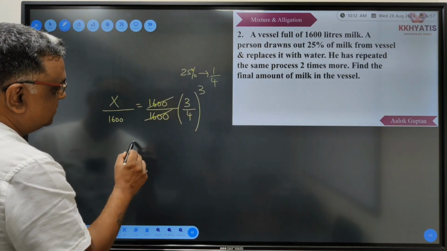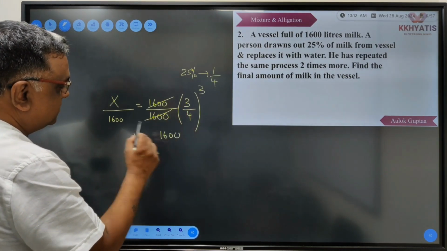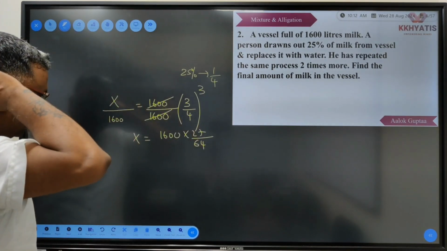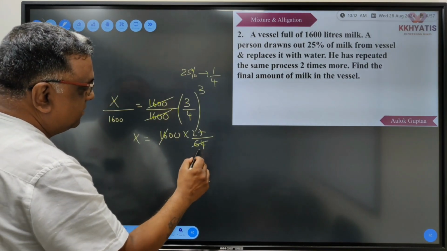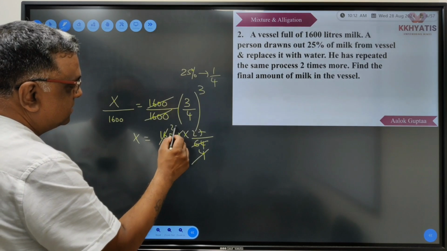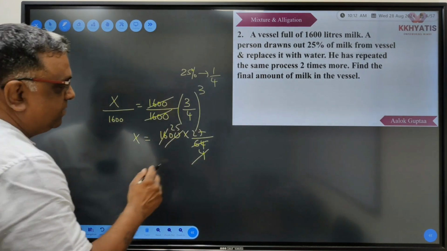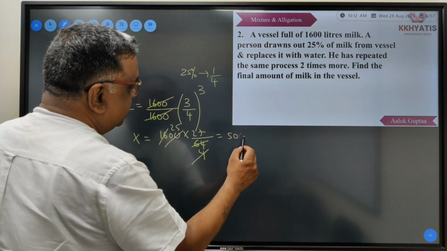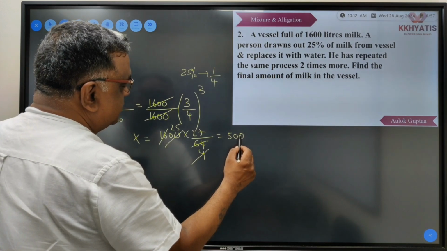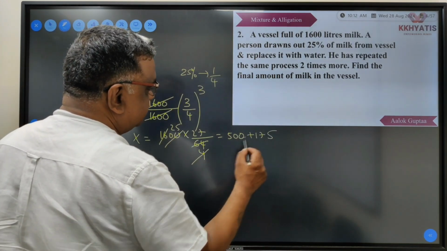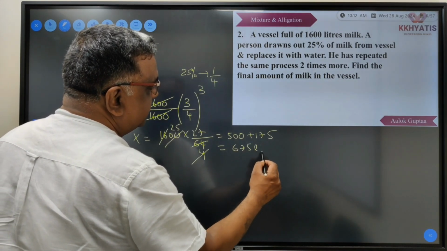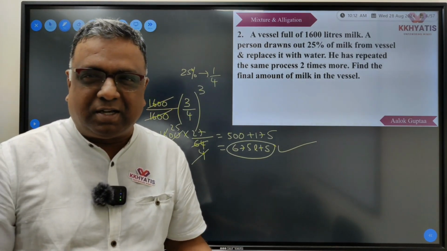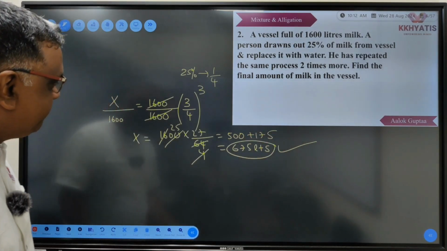So this will get cancelled. So X will be 1600. This 1600 will go there into 27 upon 64. Correct? So this 16 will get cancelled 4 times. This 24 will get cancelled. 4 will get cancelled 25 times. So 25 into 27. So 25 into 20 is 500 and 25 into 7 is 175. So 675 liters of milk is finally left. Absolutely clear, isn't it? It has become simple to solve this kind of problems.